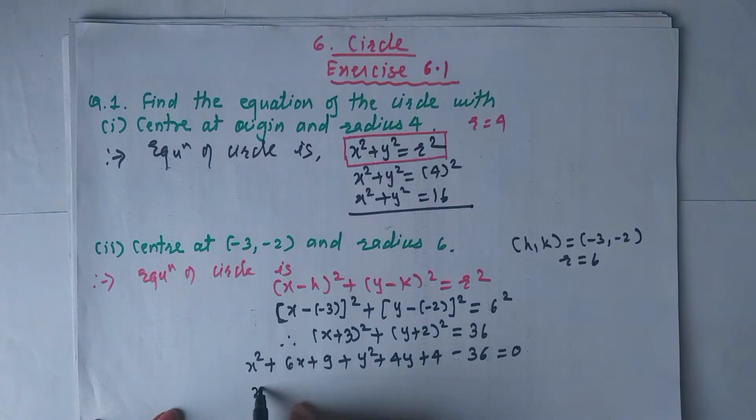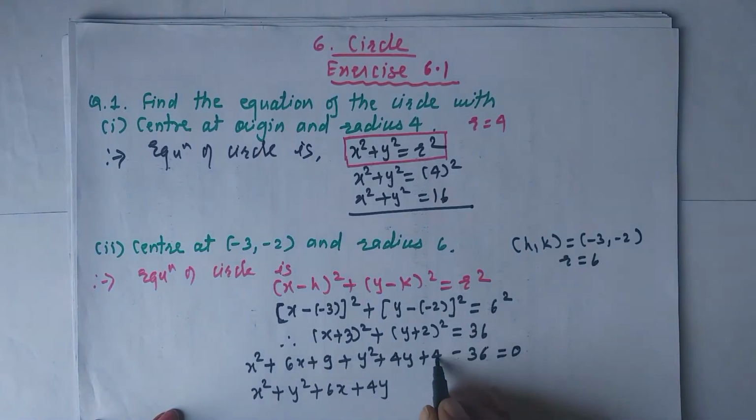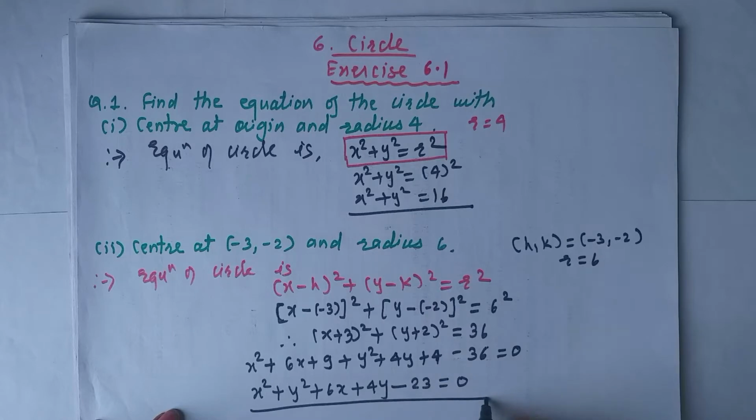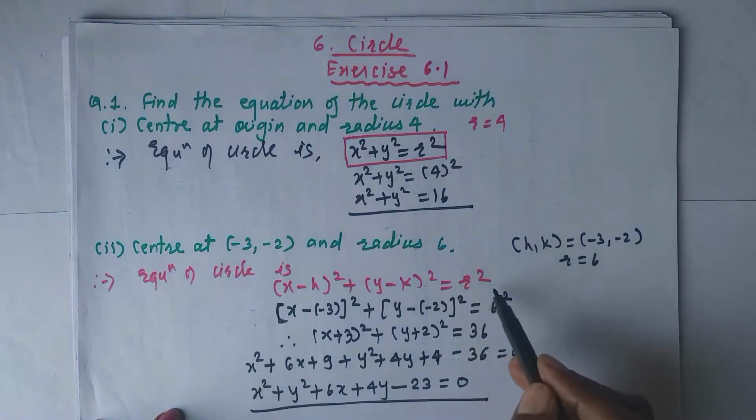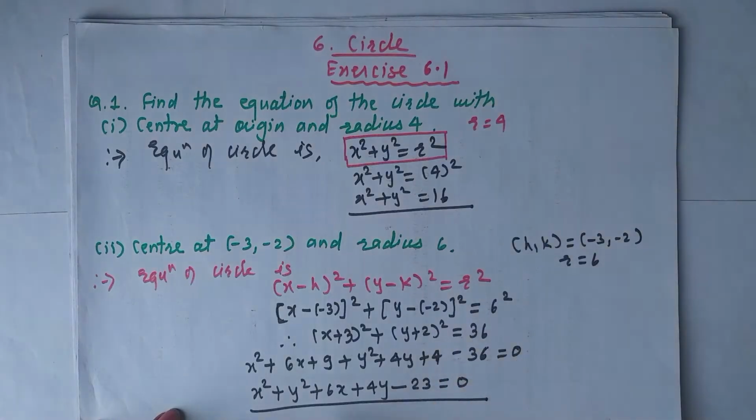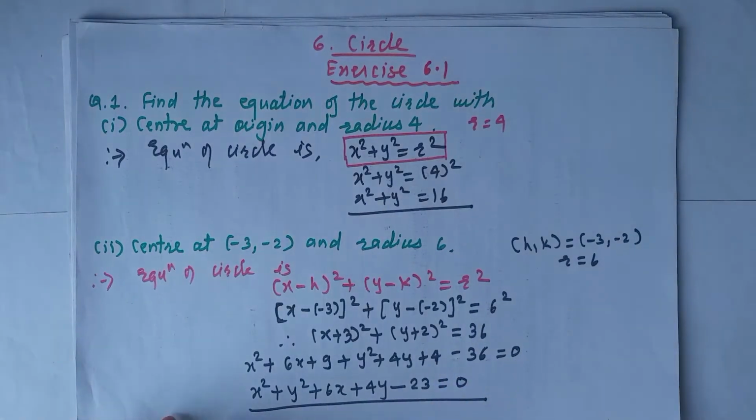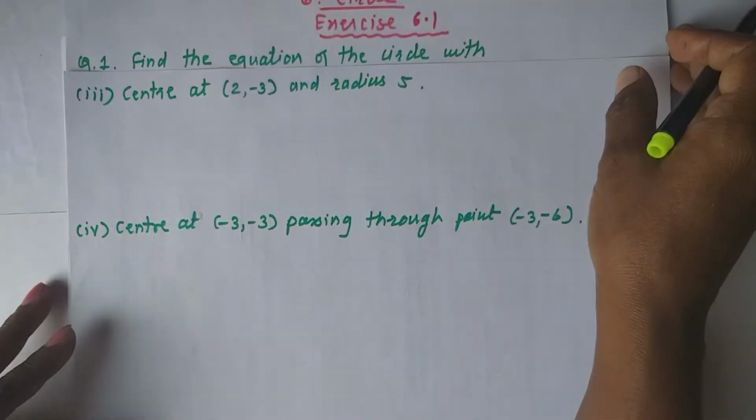Now in the last step, write down the term of x² first, then the term of y², then the term of x, then the term of y. And what is this? 9 + 4 is 13. Plus 13 minus 36 means this will be -23 = 0. And this is your equation of the circle in center-radius form. And if we solve the equation of the circle in center-radius form, we will get the circle in the general form. Okay, then let's see the next.